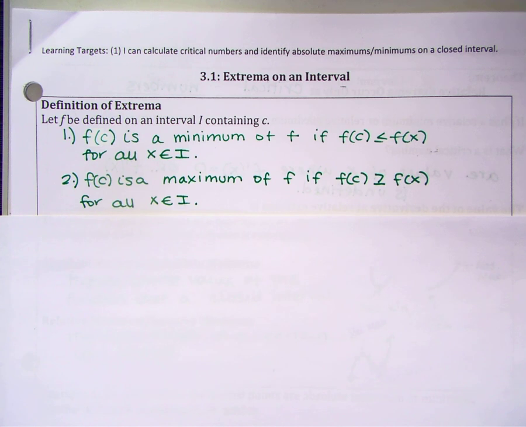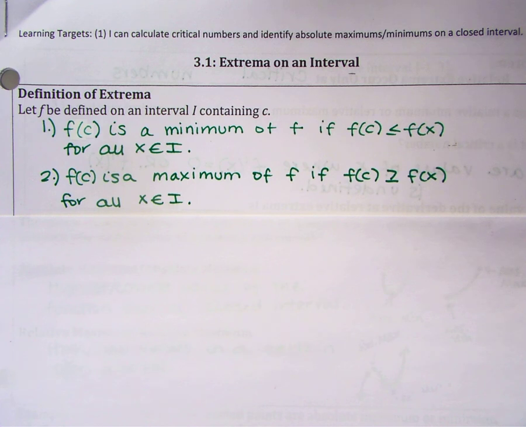Welcome to the notes for 3.1 Extrema on an Interval. In this section, we'll be introducing the ideas of absolute maximum and minimum values, as well as relative maximum and minimum values. Our first step is just to define what is meant by an extrema. Extrema is just the plural of extreme. You can have extreme values that are either minimums or maximums.